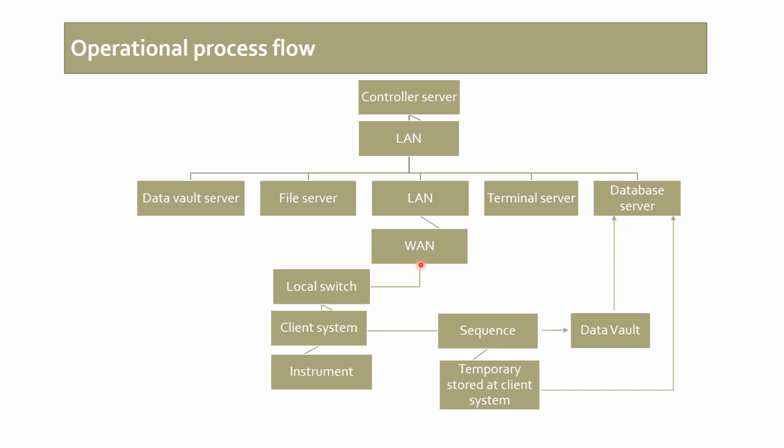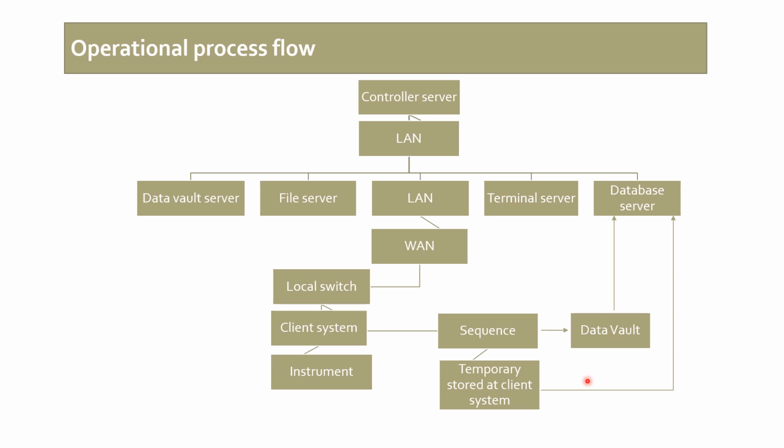Now through the wide area network, these servers will connect to the client PC at site. At the site there will be multiple local switches, and using these switches network, individual client PC will connect, and from that client PC the respective instrument, that is HPLC or GC instrument, will connect. Here you can see in the client PC, all the sequence prepared in the software will save to the client data vault, and data generated by the particular system will be transferred directly to the database server.